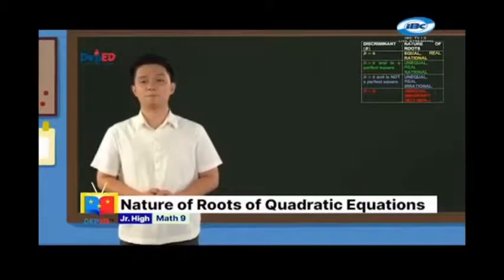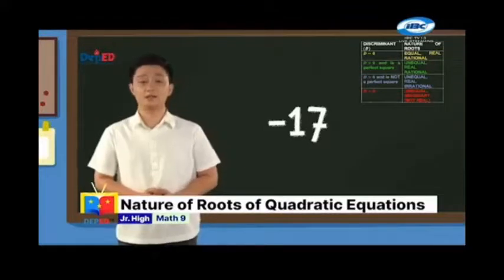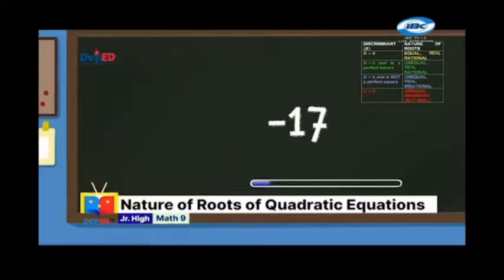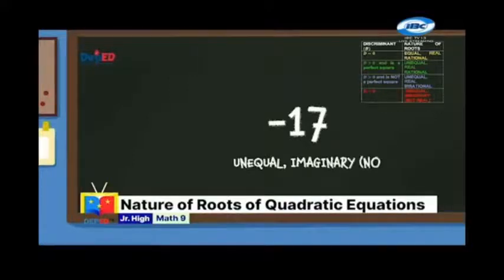Discriminant number 1, negative 17. What is the nature of the roots? For 5 seconds, let's do this. And freeze. What's the answer? Negative 17 is negative, or less than 0. Thus, the roots are unequal and imaginary.